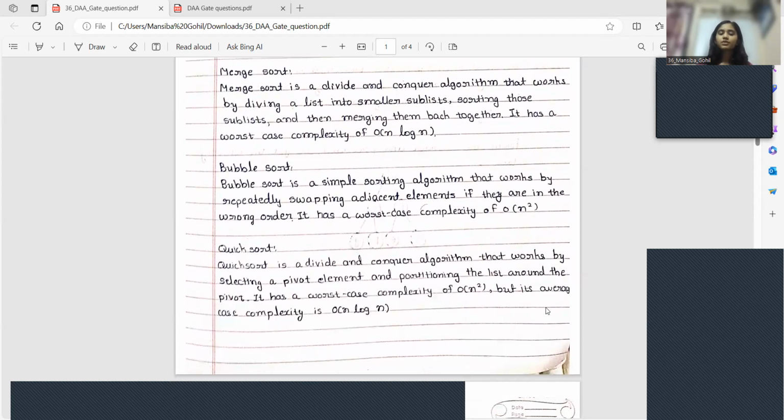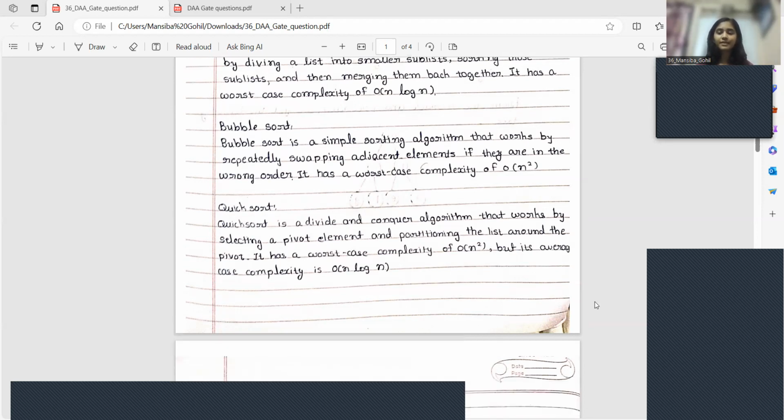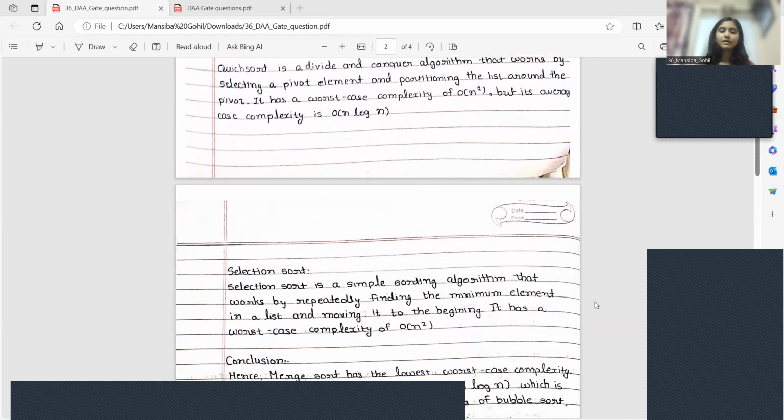Coming to quick sort, it again uses the divide and conquer approach, working by selecting a pivot element and partitioning the list around the pivot. It has a worst case complexity of O(n^2), but its average case complexity would be O(n log n), same as the merge sort.